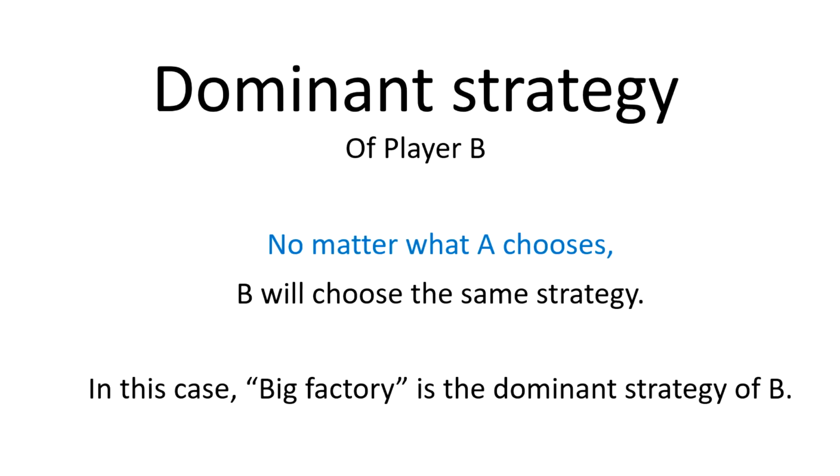You see that player B has the dominant strategy too. It is, no matter what A chooses, B will choose the same strategy. In this case, B has to choose big factory, and big factory is the dominant strategy of B. No matter whether A chooses big or small factories, B will always choose the big factory. So big factory is the dominant strategy of B.